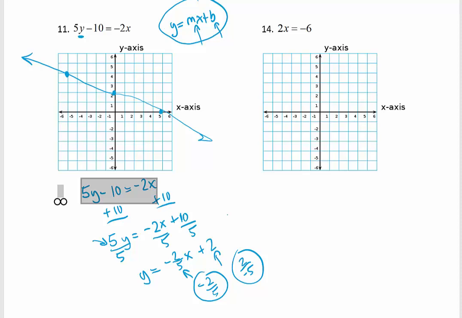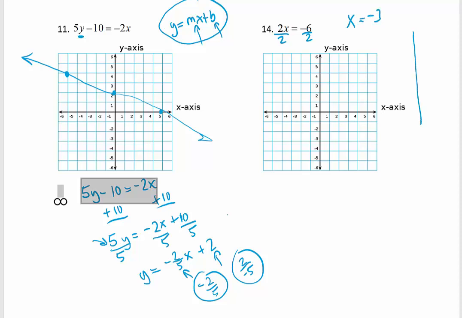Okay, question 14. Notice we're missing a y variable in here. We can still graph this, but it changes things when we don't have a y variable. Anytime we have one of the variables missing, we want to solve for the variable that's there. So to do that, I'm going to divide both sides by 2. And then I'll get this statement. X is equal to negative 3.